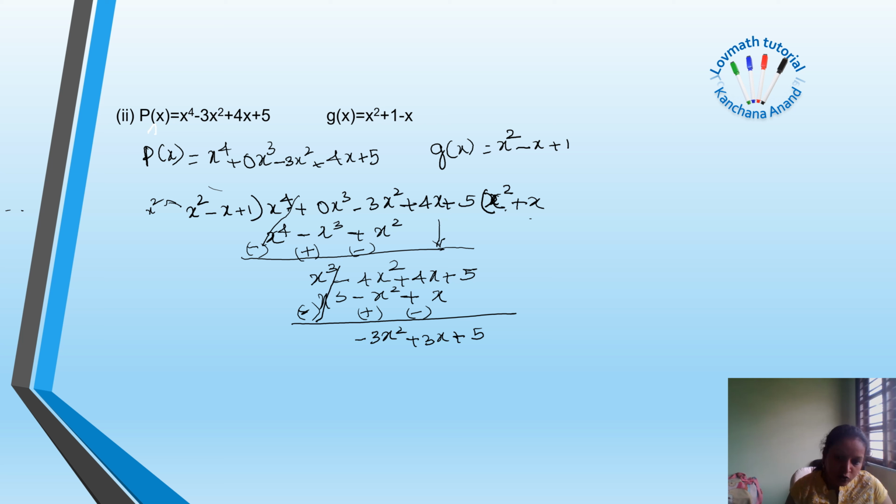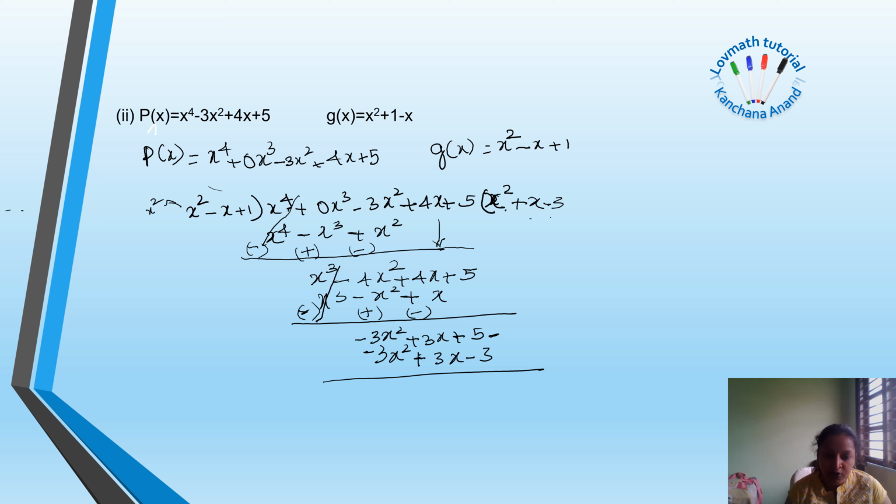Again, to solve this remainder, we have to divide this g of x by minus 3. Therefore, x square into minus 3 is minus 3x square. Minus x into minus 3 is minus 3x. Sorry, minus x into minus 3 is plus 3x. And minus 3 into plus 1 is minus 3. Now let us subtract this.